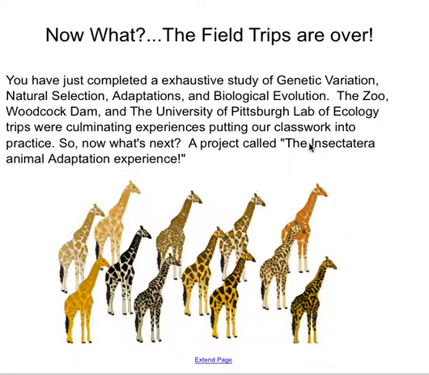The project's name is the Insectatera project. So let me highlight that for you. Here's the spelling, the Insectatera project. The whole goal is to talk to me and all the other teachers regarding your knowledge of adaptations that these organisms have that make them successful enough that they can survive natural selection and pass on their genetic traits. So, as you can see by the name, we're going to base it on the body plan of an insect. So let's talk a little bit about that.